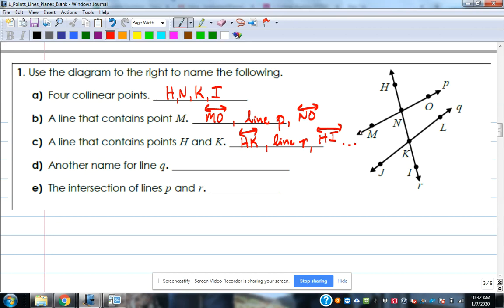Part D says another name for line Q. JL. And make sure when we're talking about the line JL, we use that symbol with the line above it with the arrows on both ends. Make sure you have arrows on both ends, because it doesn't mean the same thing when you have just a line above it with no arrows or with only one arrow. There's other things that happen, so you have to be careful. So there's one way of naming that. What would be another way? KL. Or you could do JK, right?